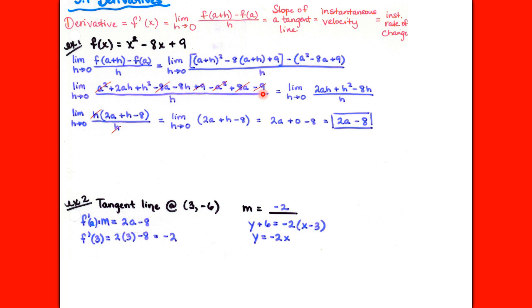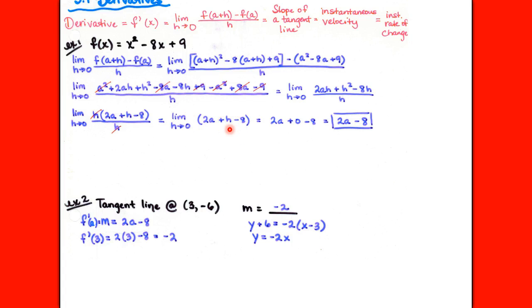And as we've seen in the past, then everything starts dropping out, right? Our a squared and our negative a squared cancel. Our negative 8a and our positive 8a cancel. And our positive 9 and negative 9 drop out, so what we're left with in the numerator, every single one of those terms has an h. So I can take out that common factor of h to cancel top and bottom, and then what I'm left with will be well behaved, so I can use direct substitution. So I'll put 0 in the place of h.